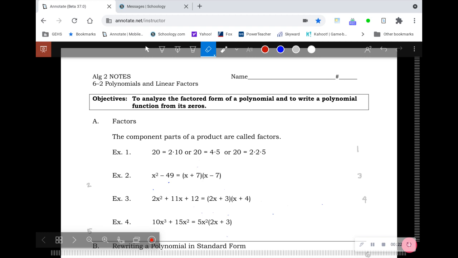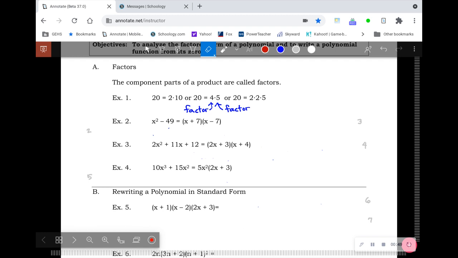So in example 1, where we have the number 20, it can be broken up into the factors of 2 and 10, or 4 times 5, or even 2 times 2 times 5 gives 20. So in that case, there's 3 factors listed. In the second example, we have a factor of 4 and a factor of 5, the parts of the multiplication.